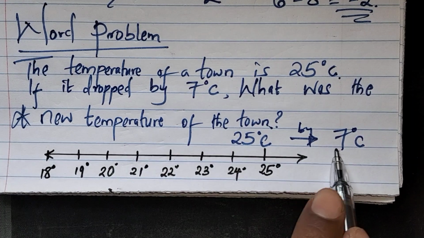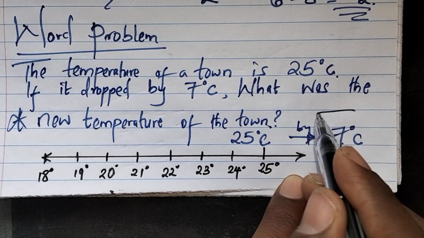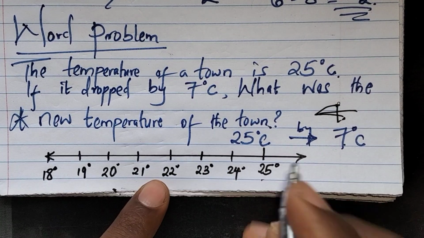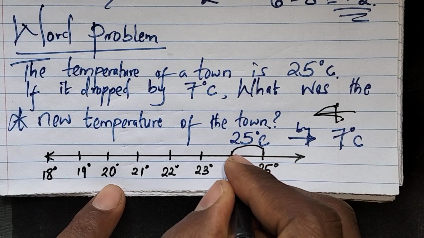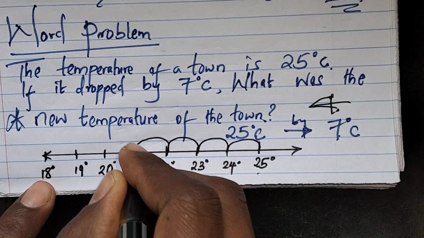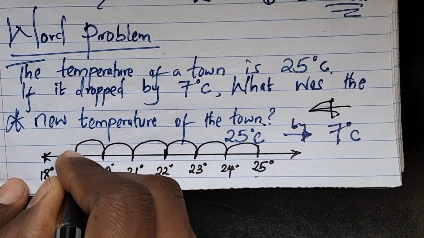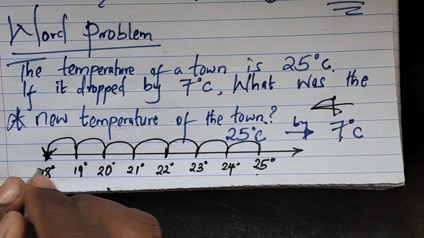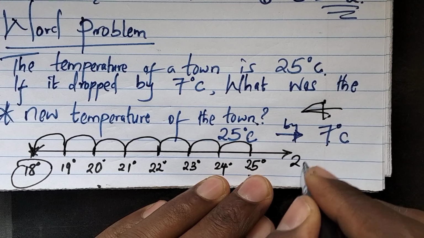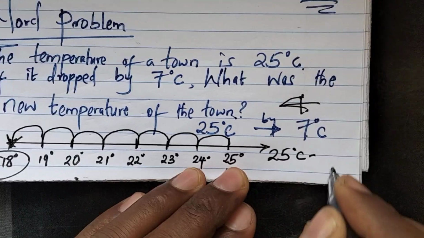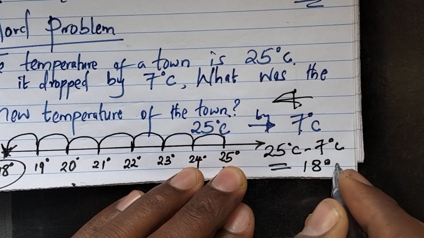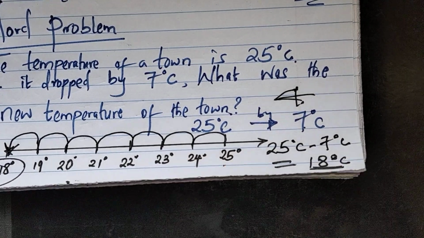So how many steps do we move to the left? Because it is subtraction, we shall move 7 steps. So we go 1, 2, 3, 4, 5, 6, and 7 steps. So we land at 18. That means 18 is our answer. So 25 degrees centigrade minus 7 degrees centigrade, we get 18 degrees centigrade. That is the final answer for that.